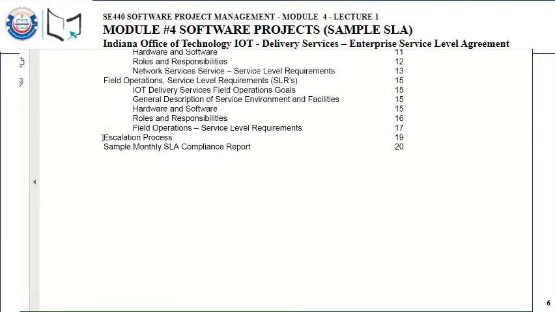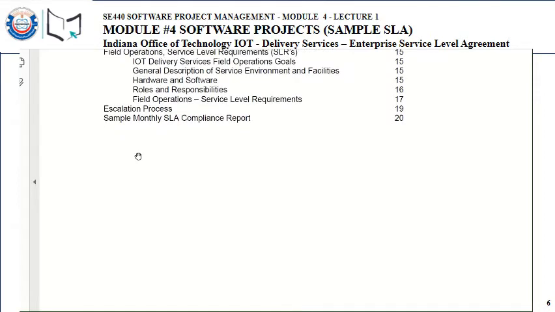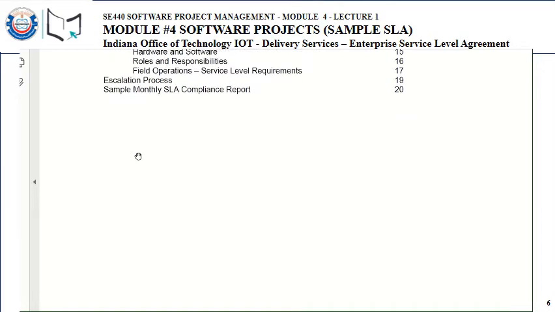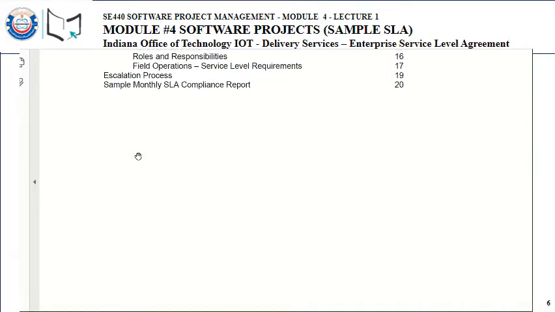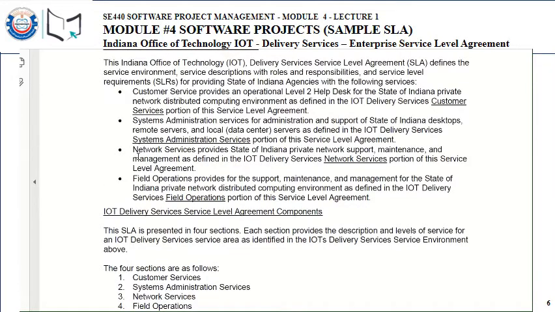The last thing, two things, and then at the end they provide the escalation process through which either of the two parties can go through if an issue is not resolved. The last page or two, they provide a sample monthly SLA compliance report. Let's go over them one by one.